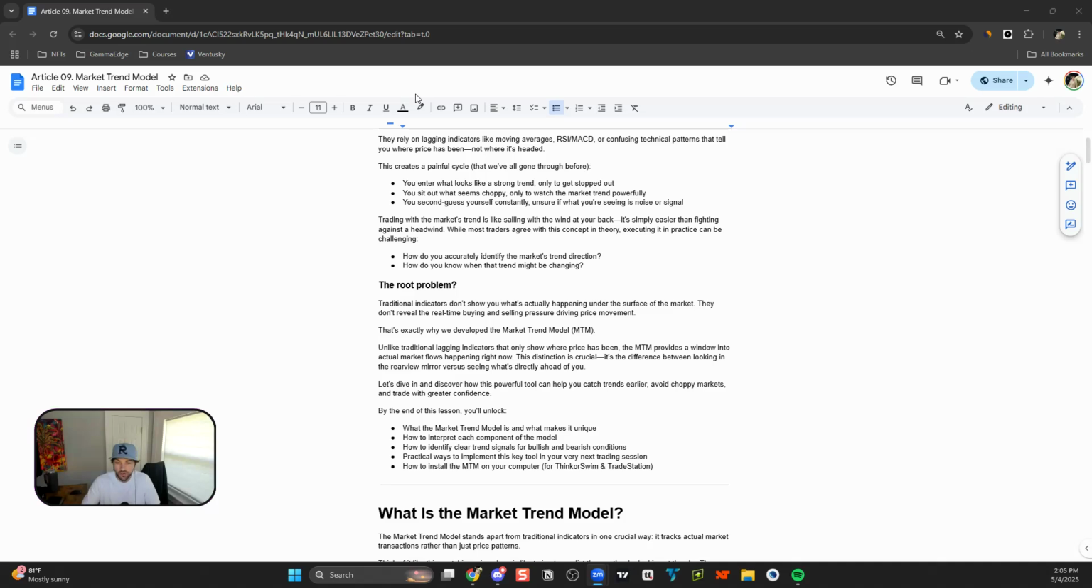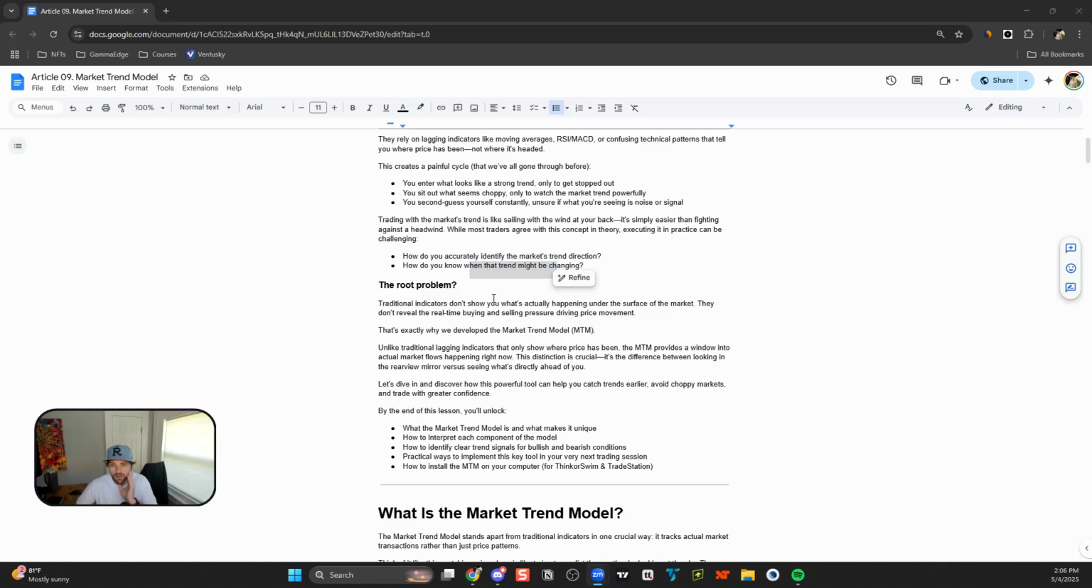The reason that you want to be trading with the trend is that trading with the trend is like sailing with the wind at your back. It's simply easier than fighting against the headwind. While most traders agree with this concept in theory, executing in practice can be challenging. Right? Two main questions are: how do you accurately identify the trend's direction? How do you know when the trend might be changing?